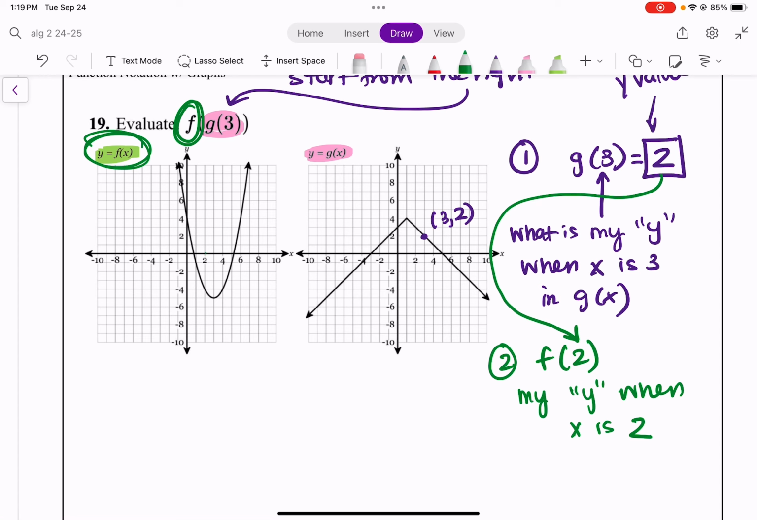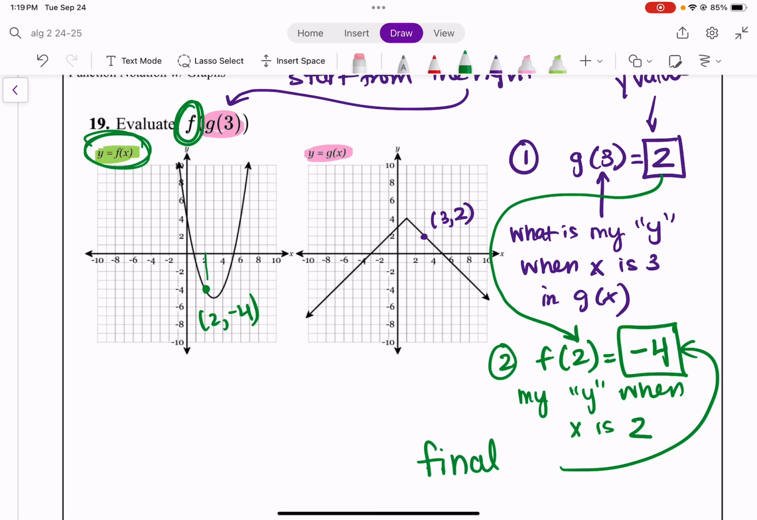So at 2, I'm going to go down here. The point is 2 comma negative 4. So when x is 2, my y is negative 4. So this right here is my final answer, okay? So if you have questions, because I went through this kind of quickly, you should raise your hand and ask them. Otherwise, you can move on to practice.